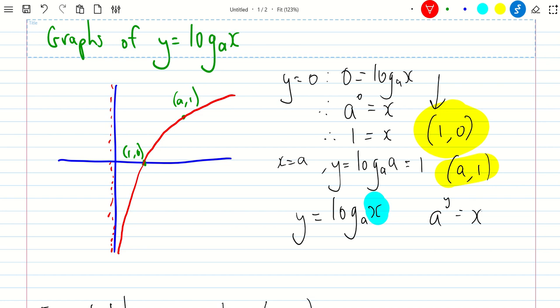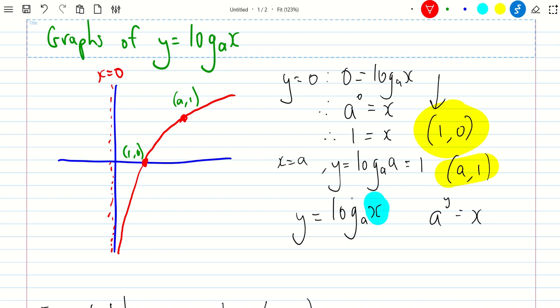It can never hit that line because a to the power of something can never equal 0. It'll always be there. So we're going to get an asymptote at x equals 0. It's going to go through the point (1, 0), and it's going to go through the point (a, 1). And they're all important features of the graph of log_a x. Hope that makes sense. Let's try sketching some.